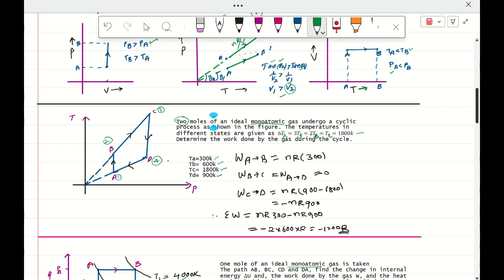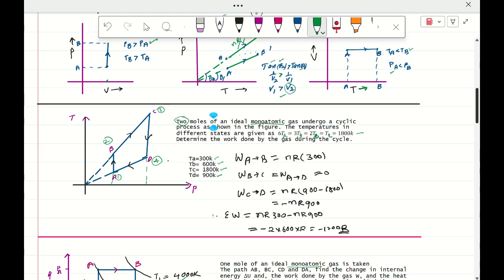P values are not given. So he's asking for work done alone. So work done is equal to dQ. Total work done is equal to dQ, total heat energy, and it is a cyclic process, positive. So it is required. Okay now, it is taking the energy to go through these states. Right. So this is the pressure and temperature graph, the T-P graph.